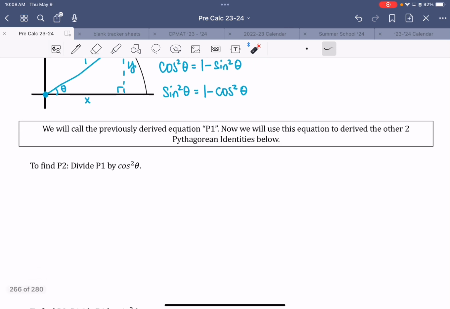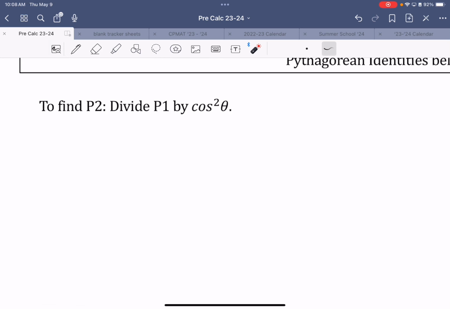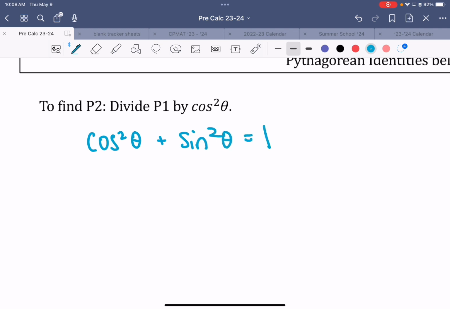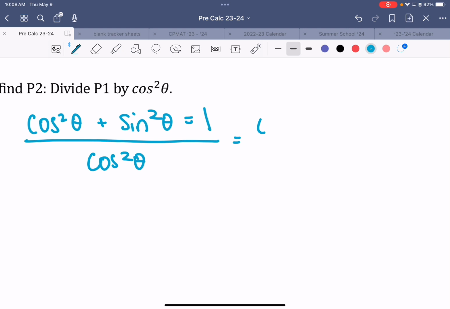So to find those, we're going to derive them. That means we're going to find them by multiplying, dividing, subtracting, whatever. So we're going to rewrite P1. And then to find P2, we will divide by cosine. And our goal here, right, is to find the other trig functions. So right now we have cosine and sine. We need to find the other 4 in terms of this reference triangle. So I'm going to divide everything by cosine. I'm going to write it over here, kind of just written out so you can see that it's dividing by each one.